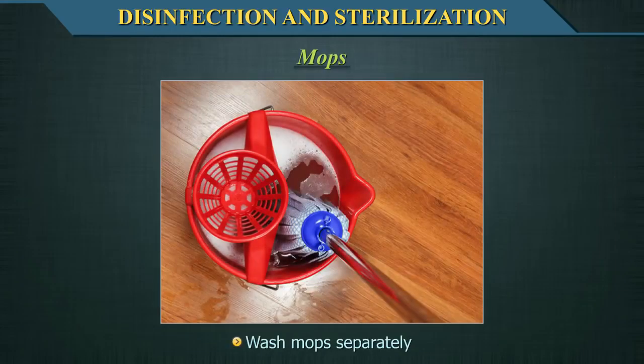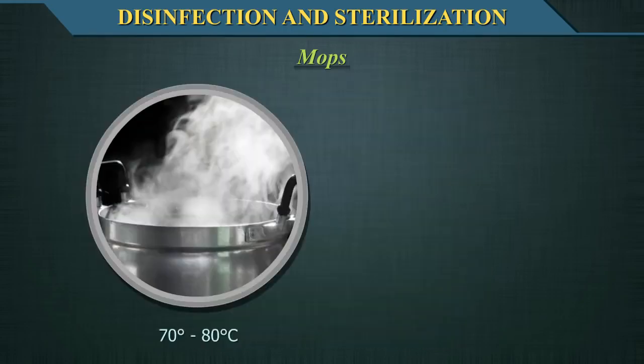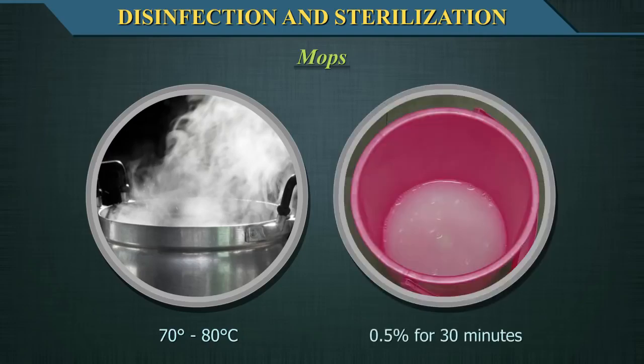Mops. Wash mops separately from other cloth or linen. If reusable, launder as per the institutional guidelines for soiled linen. For example, launder in hot water between 70 to 80 degrees Celsius if possible. Or soak in clean water with 1% sodium hypochlorite for 30 minutes. Wash with detergent and water to remove the bleach.